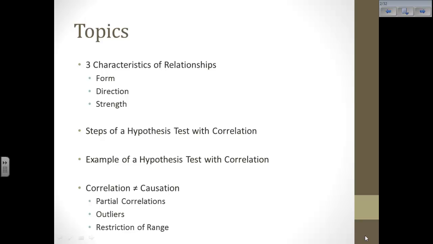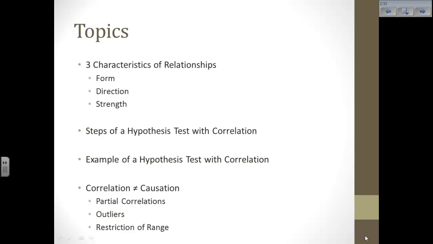So first I'm going to talk about the three characteristics of relationships. And basically, the reasoning for that is that there's something called the correlation coefficient, which gives you information about the characteristics of the relationships. Then I'll get into the steps of a hypothesis test with correlation. As always, step 1 is stating your hypothesis. Step 2 is finding your critical value, or the cutoff for significant findings. Step 3, calculating your test statistic. And step 4, making your decision by comparing what you calculate in step 3 to the critical value in step 2, and then stating your conclusion.